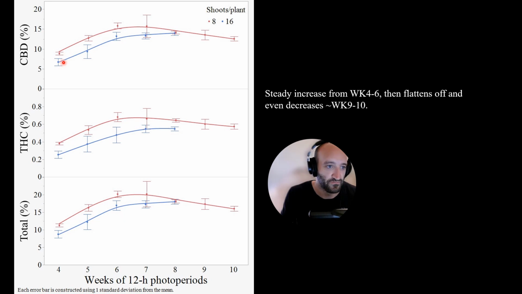Going from week 4 to 5 and 5 to 6, we see pretty large increases. But then from week 6 going to week 7 to week 8, this is pretty flat for both of these, the 8 and 16 shoots per plant. And they're almost right on top of each other for week 8. Then we do see this start to go down, so there's pretty obviously a sweet spot between week 6 to 7, where the CBD percent is the highest. As you go later into flowering, this percentage starts to drop off a little bit.